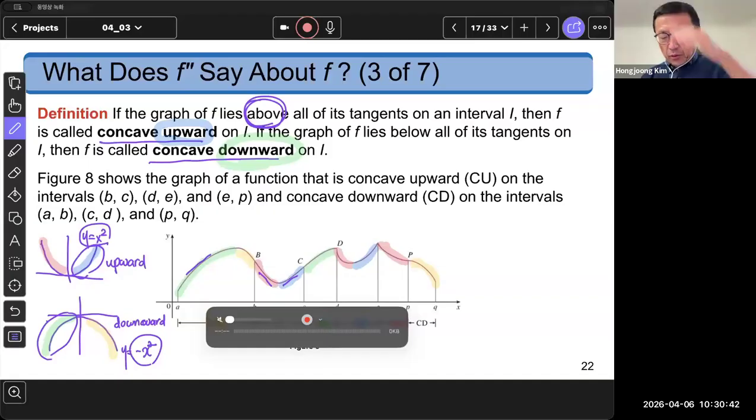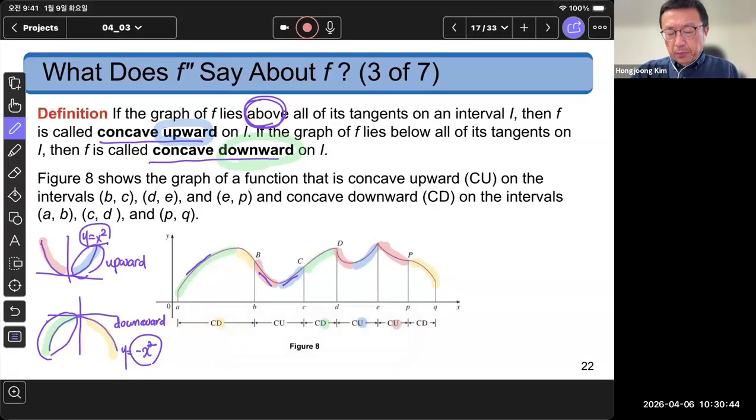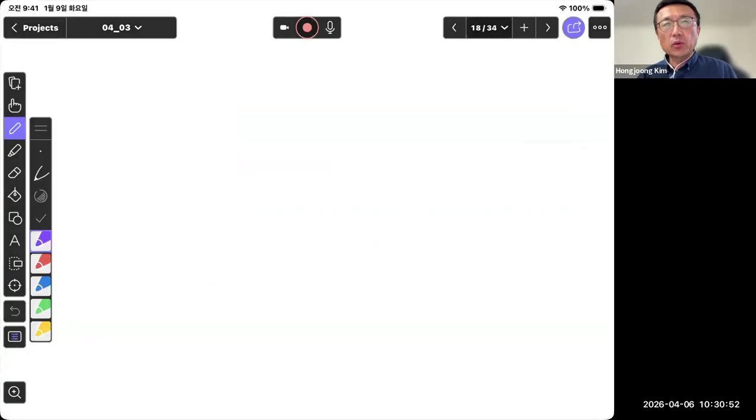Okay, welcome back to the calculus class, and here is the slide. Before we go to the next part, let me just explain one more time regarding concave upward or concave downward.